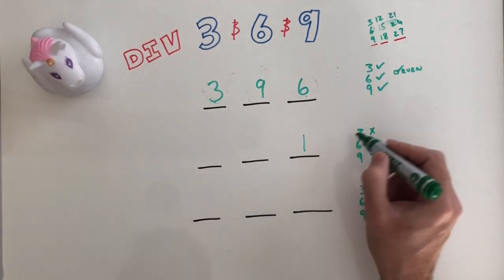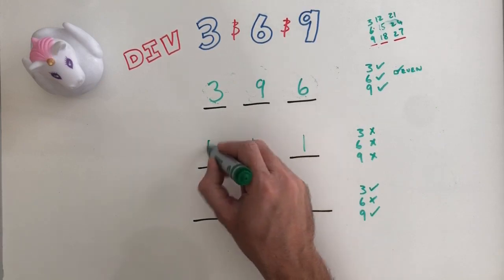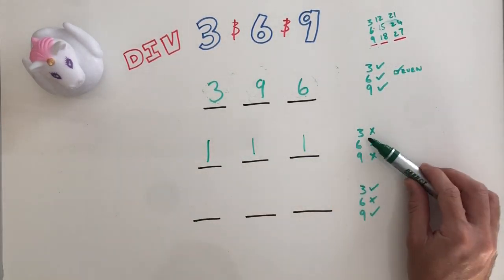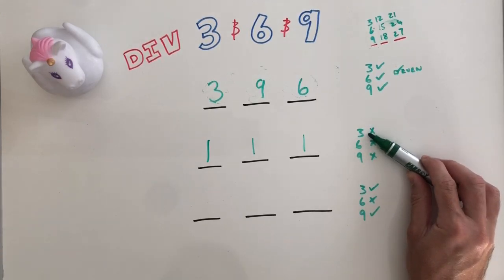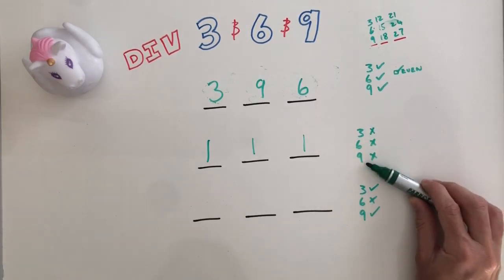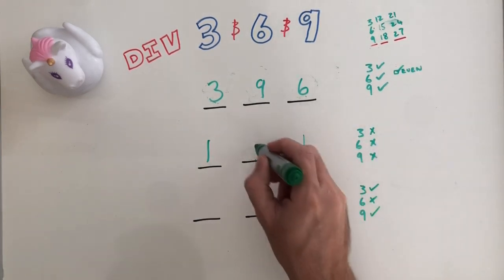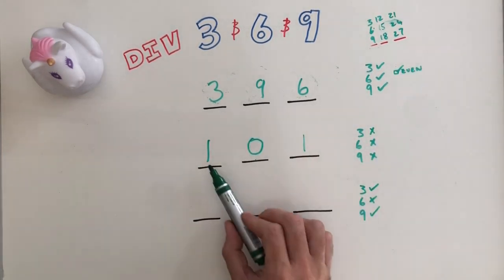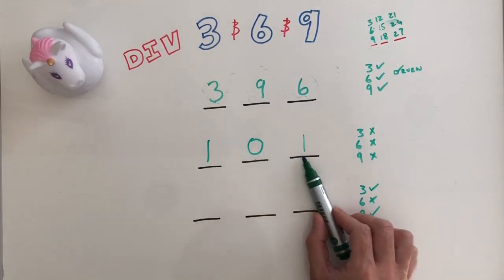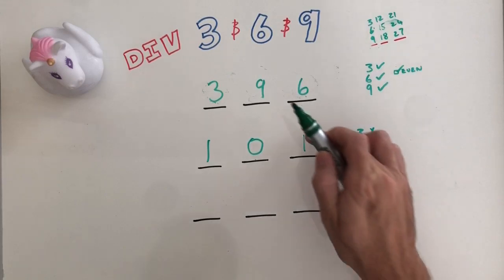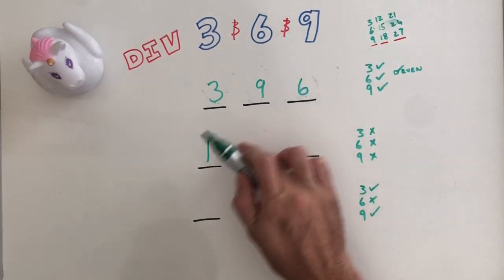But let's just say if I were to put in 1, 1, 1, that won't work because 1 plus 1 plus 1 is a 3. And then 3 will go into it, 9 won't go into it, and 6 won't, but 3 will go into it. So I'm just going to change this to a 0, because 1 plus 0 plus 1 is going to give me 2, and 3 won't go into that. I can make bigger numbers as well. It doesn't have to be a small number like that.